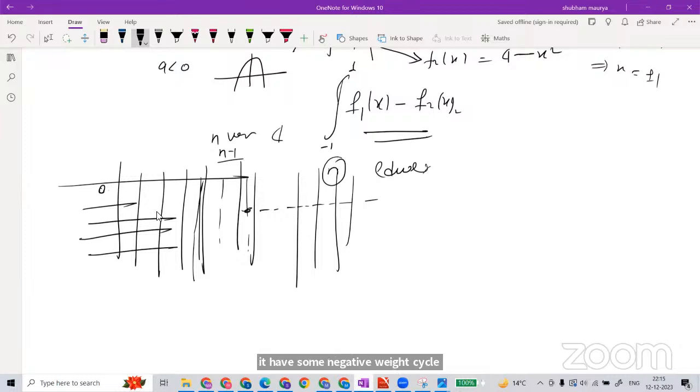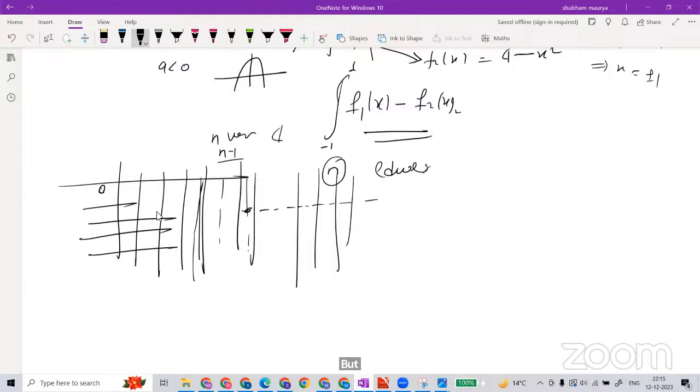But it's not a perfect way. Floyd-Warshall is the perfect way to find the negative weight cycle. No, not even any algorithm applies for a negative weight cycle. If any graph has a negative weight cycle, then no algorithm will work. Even Floyd-Warshall will not be able to do it. Any shortest path algorithm will not work for the negative weight cycle.